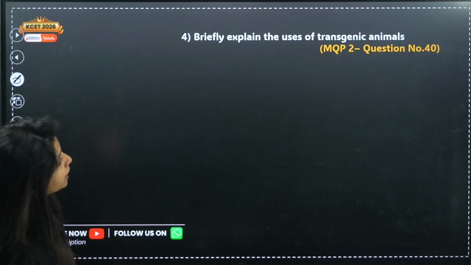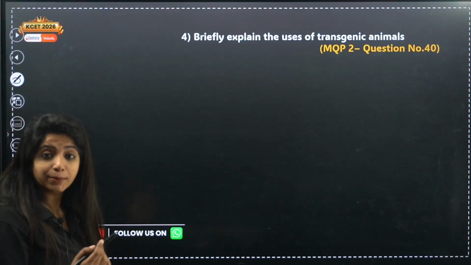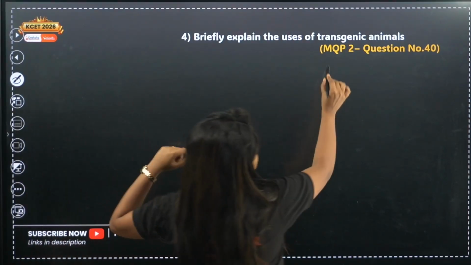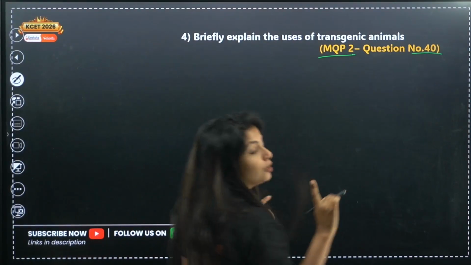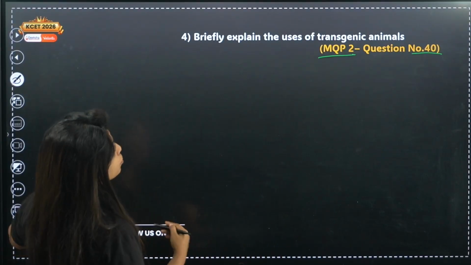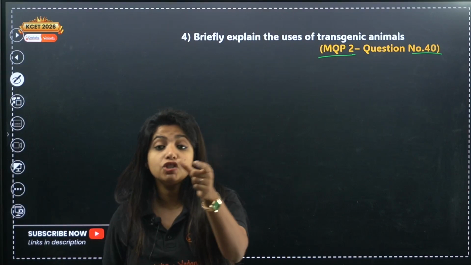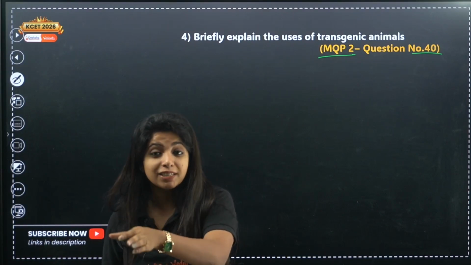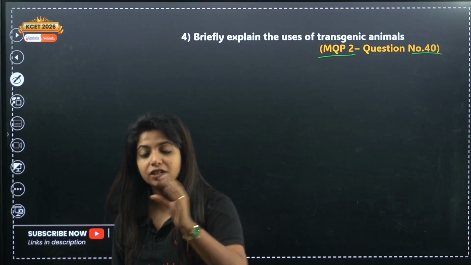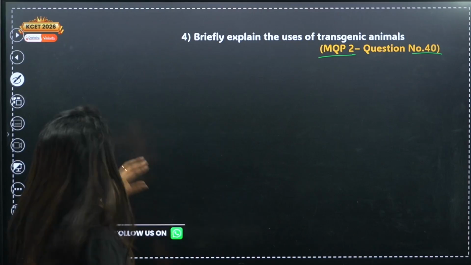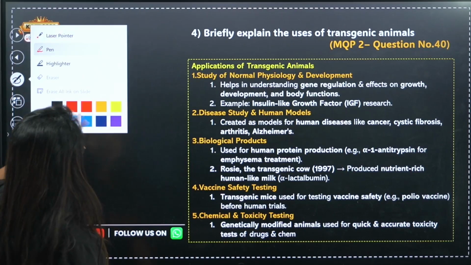Now, briefly explain the uses of transgenic animals. This is a 5-marker question in your MQP2, question number 40. So what is the use of transgenic animals? Transgenic animals basically have genes inserted from elsewhere, which is why they are known as transgenic animals. Now, what are the applications for it?